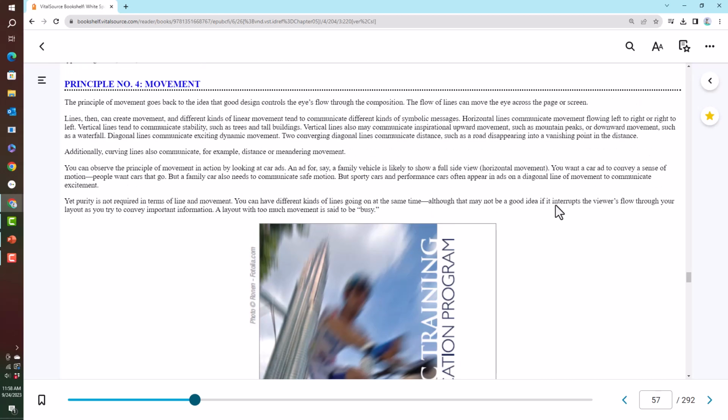If you read principle number 4 on movement, lines can create movement. Different kinds of linear movement tend to communicate different kinds of symbolic messages. Horizontal lines communicate movement flow left to right or right to left. Verticals indicate stability, like trees and tall buildings. Vertical lines can have inspirational upward movement like mountain peaks, or downward movement such as waterfalls. Diagonal lines communicate exciting dynamic movement. Curving lines, distance or meandering movement.